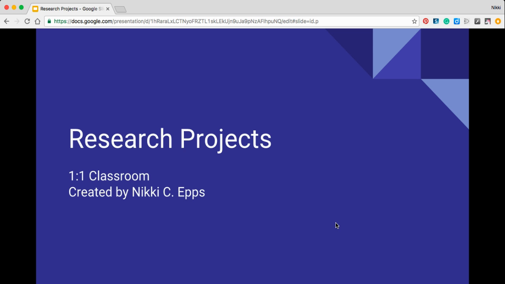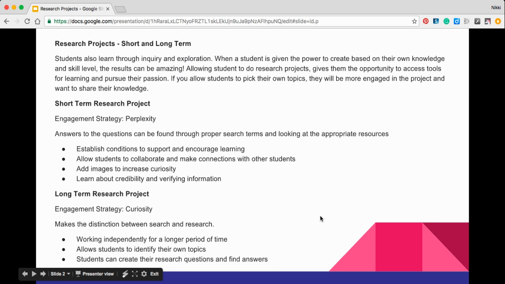Research projects, a one-to-one classroom tool. Research projects can be short and long-term. Students also learn through inquiry and exploration, and when a student is given the power to create based on their own knowledge and skill level, the results can be amazing.